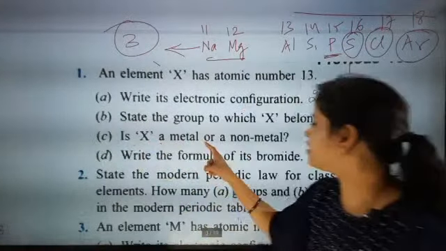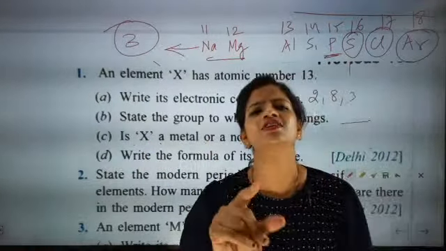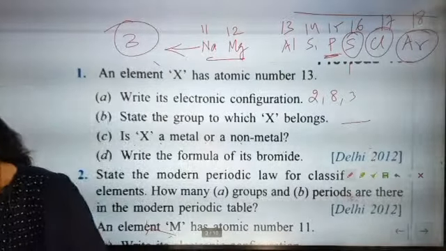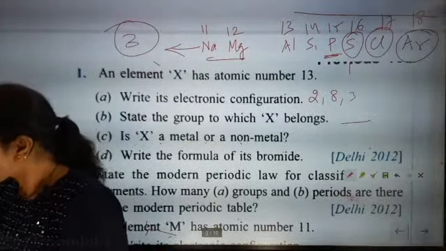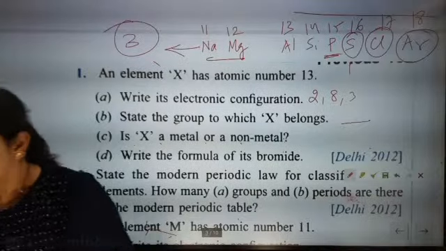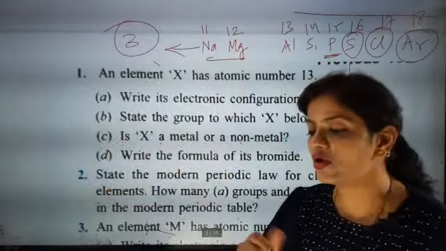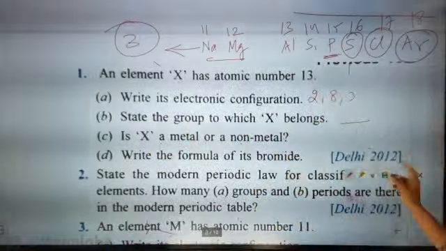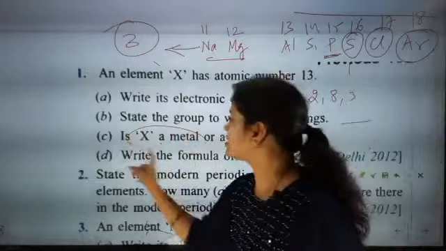If X is a metal or a non-metal, you have to decide. What is aluminium, a metal, a non-metal or a metalloid? Come on quickly. I think someone has given the answer. It is metal. Metal is the absolutely correct answer.